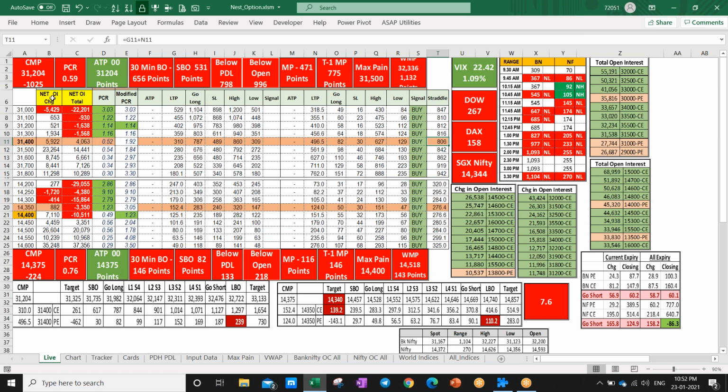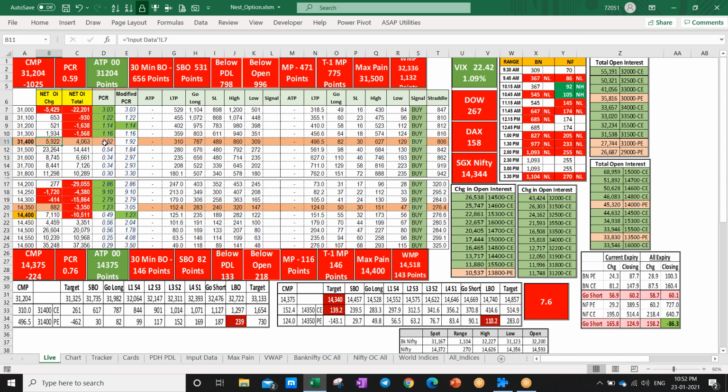Next one is this column showing the net open interest change and total open interest change. Here today, what is the net open interest change? Call minus put, you can see here. So more calls are being sold here for the current day, and overall for the current expiry, what is the position? You can see here in these two columns.